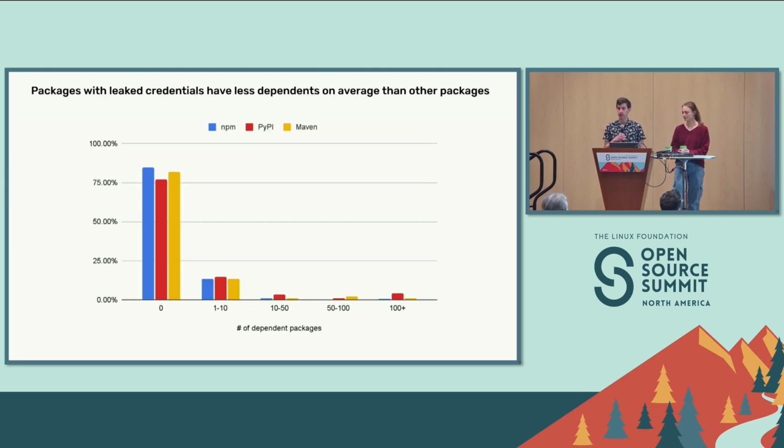So packages in the NPM, PyPI, and Maven ecosystems are on average transitively depended on by 50 to 100 other packages. But the majority of packages with valid leaked credentials in all ecosystems have zero dependents. That is, there are no other packages that depend on them. This is pretty intuitive. If you're a package that has hundreds of thousands of dependents, the stakes are a lot higher, and if a credential was accidentally published to a package like that, it's probably going to be spotted and remediated quite quickly.